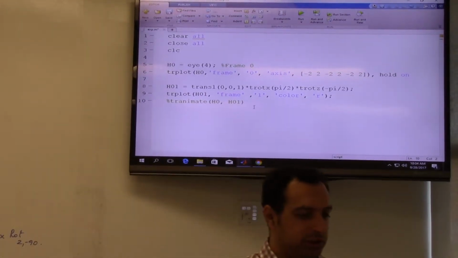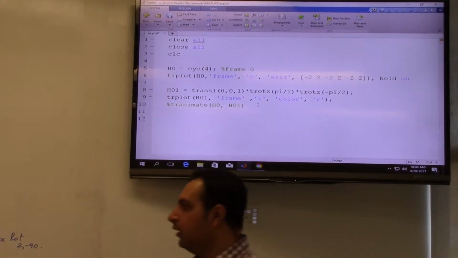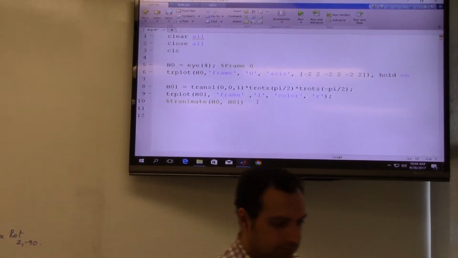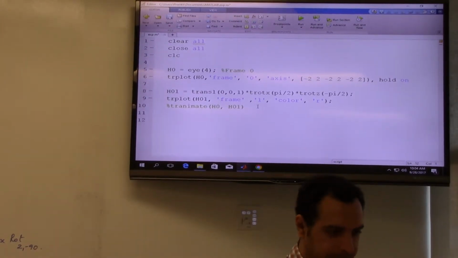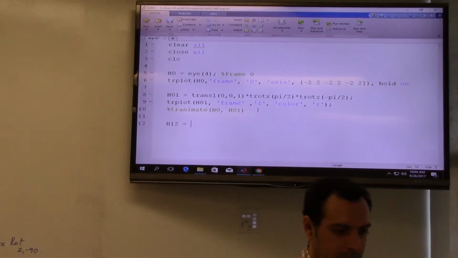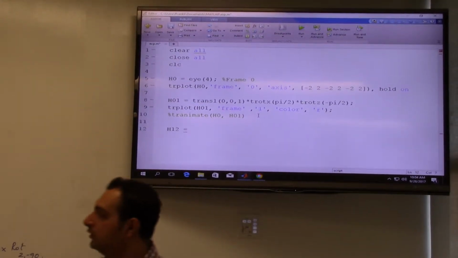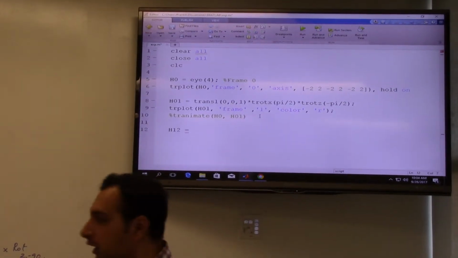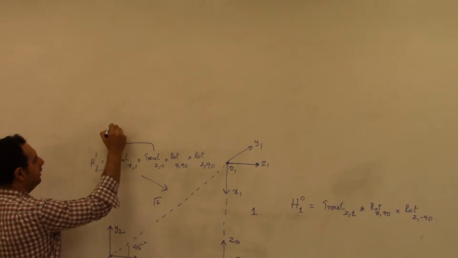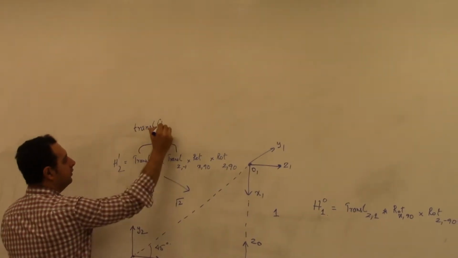Let's go set up H12. H12 is translate. These two can be composed, so we can write this as one command here. This can be written as X is 1, Y is 0.